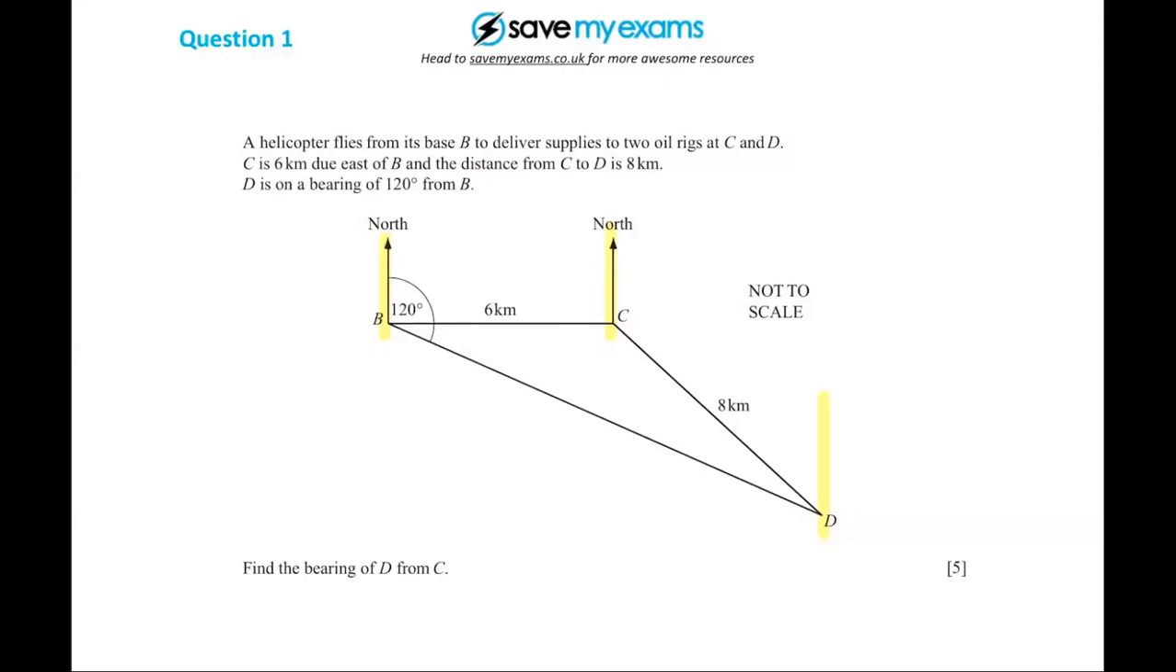Okay, let's look at this one. Here is a bearing question. Question number one. A helicopter flies from its base B to deliver supplies to two oil rigs C and D. C is 6 kilometers due east. So this is one of the pieces of information that you can use to identify the bearing. C is due east of B, so you can actually say that this is 90 degrees already, because north, south, east, west is just 4 right angles combined together.